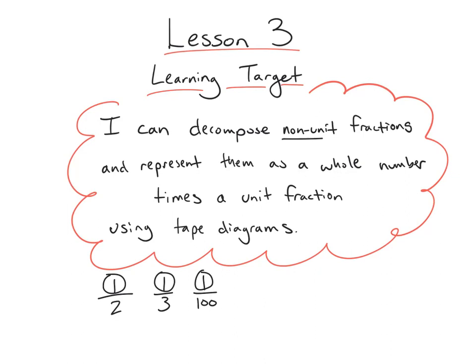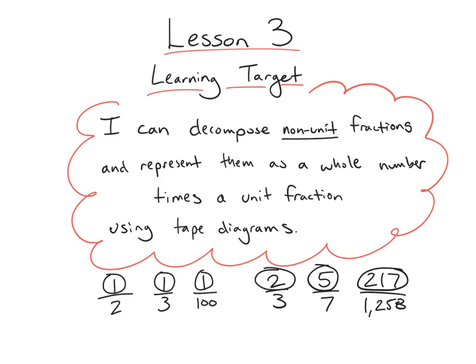So a non-unit fraction would be any fraction that has any number other than 1 as the numerator. So here are a few examples of some non-unit fractions. 2/3, 5/7, 2/17, 1,258, anything that has a non-1 as our numerator.